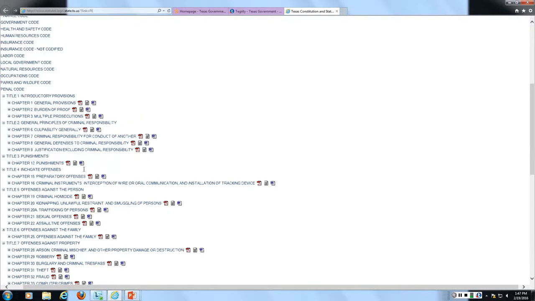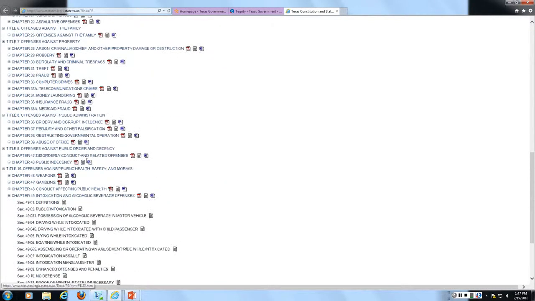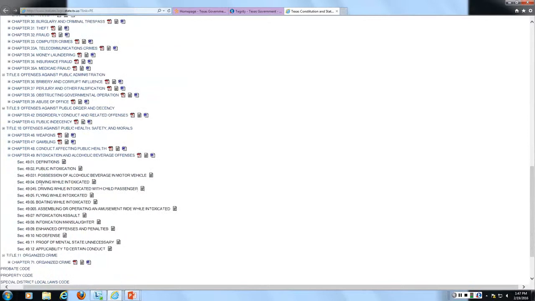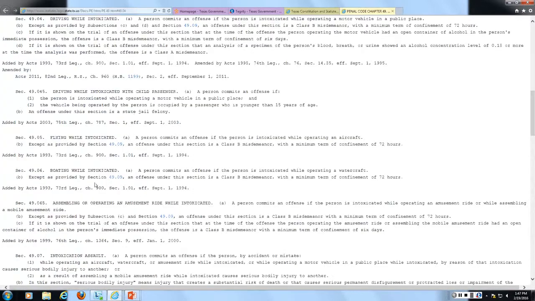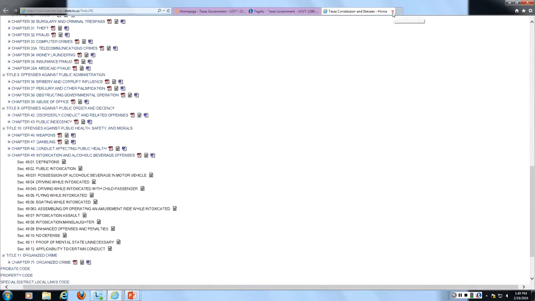These are everything we can do. It will tell us. Let's look at driving while intoxicated. It tells us when a person commits an offense. It tells us what type of offense it is, a Class B misdemeanor. So, this is what the penal code does. This is what it's for.